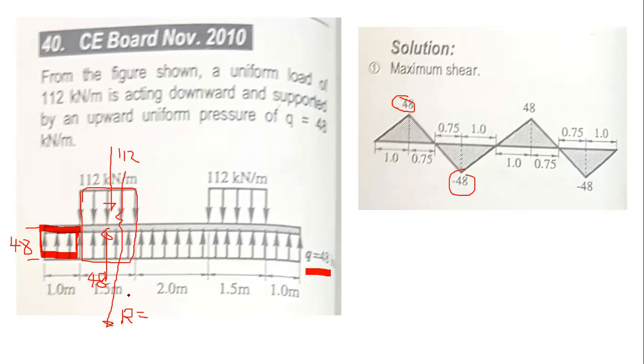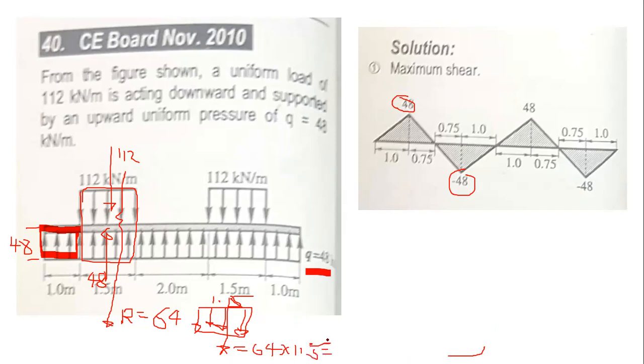112 minus 48 is equal to 64. So magkakaroon ka ng rectangular load na direction is going down. It is the resultant uniform load which is going down. Ang isa, 48 going up. Ang isa naman, 112 going down. So the resultant is 64 going down. With 1.5 distance, we can compute the total load going down, which is 64 times 1.5.